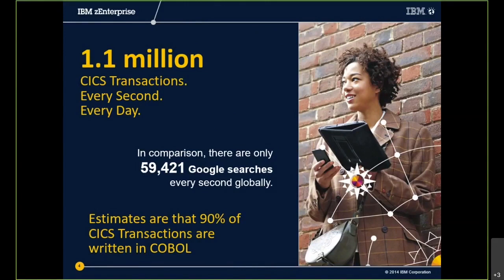So when you think of a billion people on the planet doing Google searches on their smartphones, and then compare that to the CICS transactions, it's pretty amazing. It's used so much more than any other kind of system in the world. And I've heard estimates, from my friends in CICS land, we pronounce it CICS, KIX, that 90% of the CICS transactions are written in COBOL. So that means there's way more COBOL programs running per second than Google searches. You might not have known that.